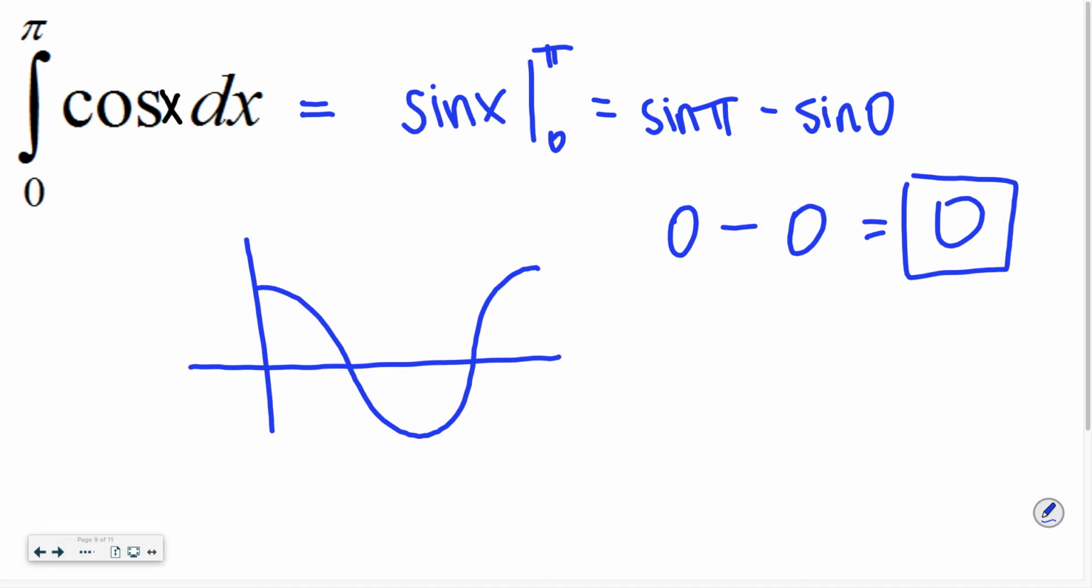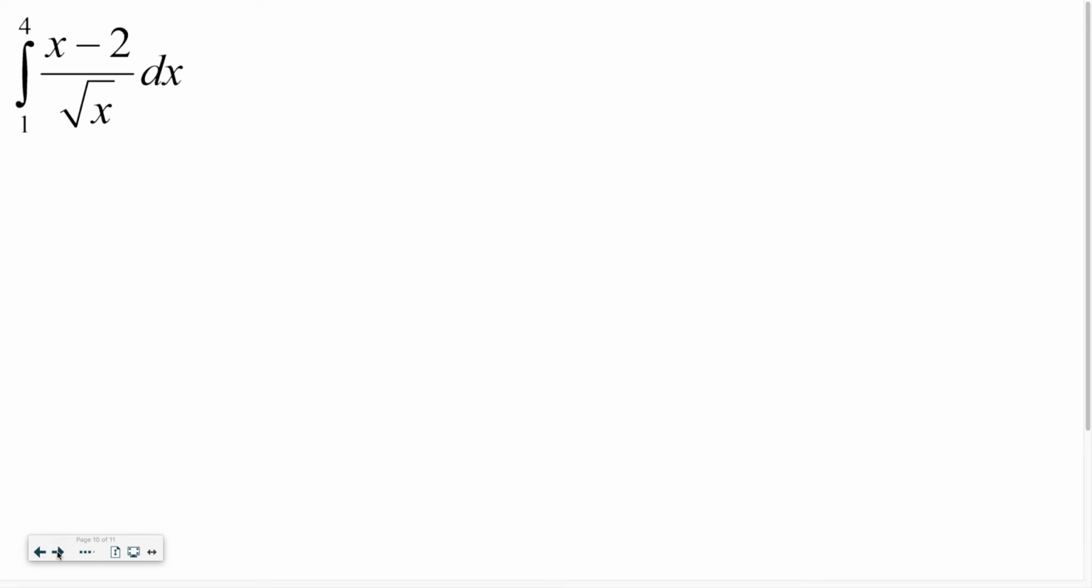Okay, here's our cosine curve. Here's pi right here. Does it make sense that the area from 0 to pi is 0? We have 2 symmetric pieces right there, so we know that they're going to cancel each other out. We didn't even really need to do calculus for that. We could think about the picture. All right. Last problem, then we're done.